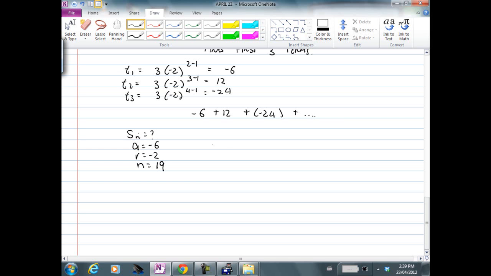What if you have a negative sum? Is that possible? Oh, yes, it is possible, because your numbers fluctuate between positive and negative, remember? Sn equals a times 1 minus r to the power of n, over 1 minus r. Plug it in, solve it right now.